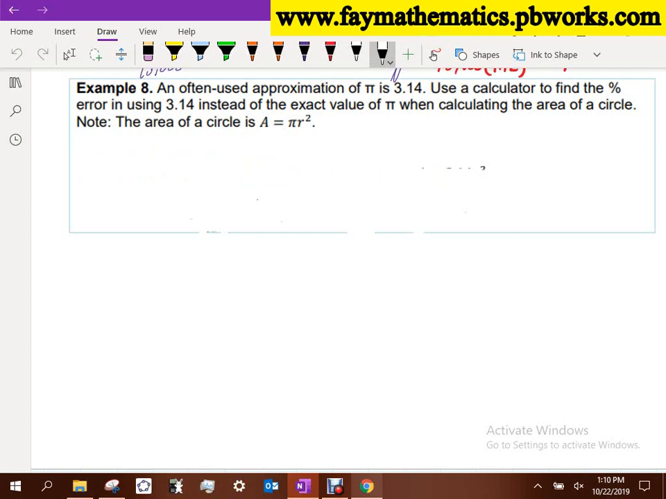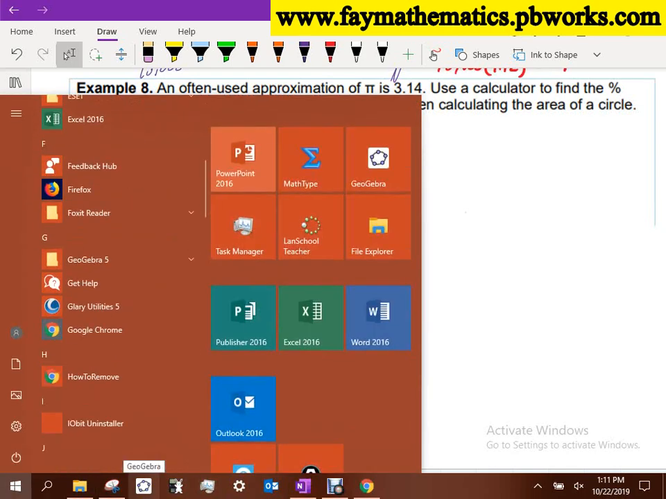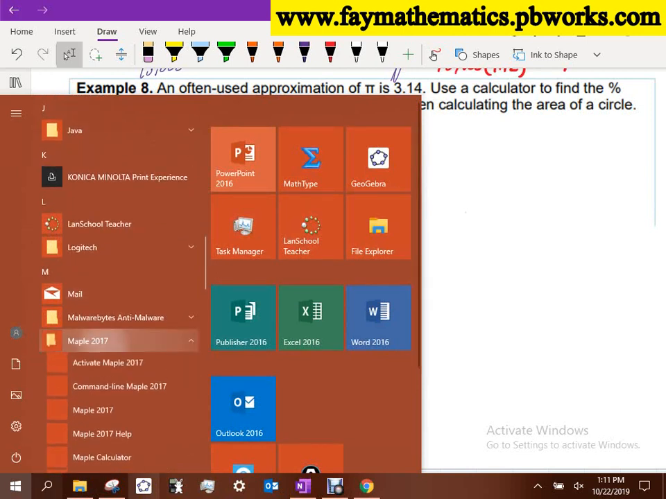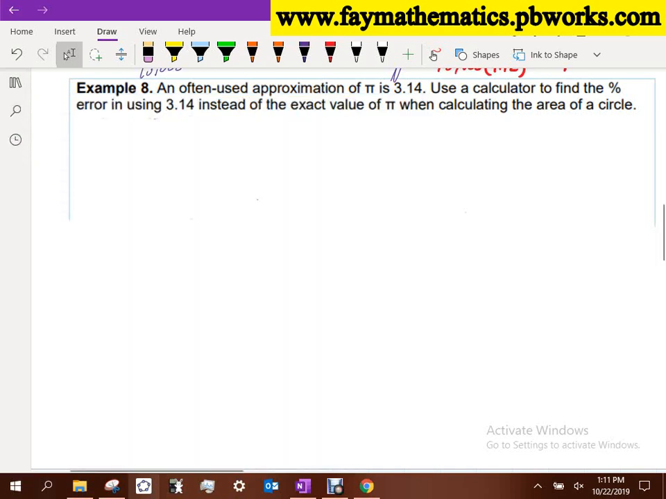Okay, this next one. I want to erase some of this stuff because it doesn't really matter what formula we use this in. I don't need that either. So it just says an often used approximation for pi is 3.14. Do you guys agree with that? It says use a calculator to find the percent error in using 3.14 instead of the exact value of pi when calculating the area of a circle. I want to do this a couple different ways. I want to open this program real quick.